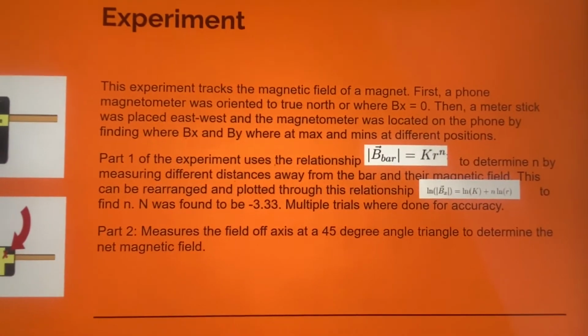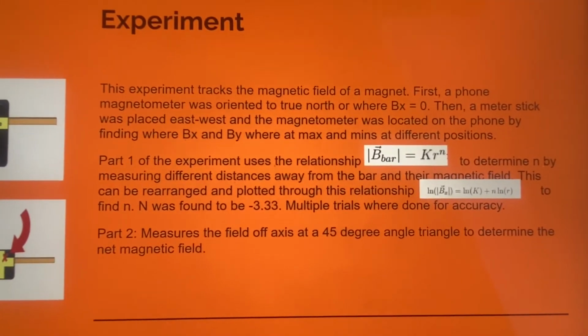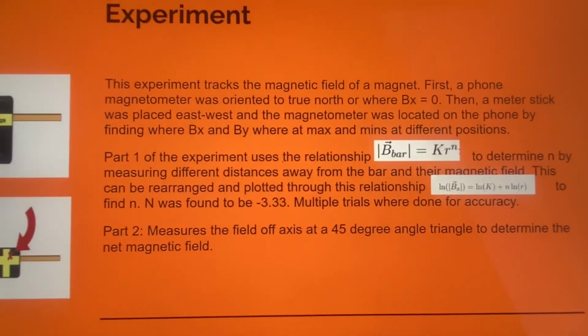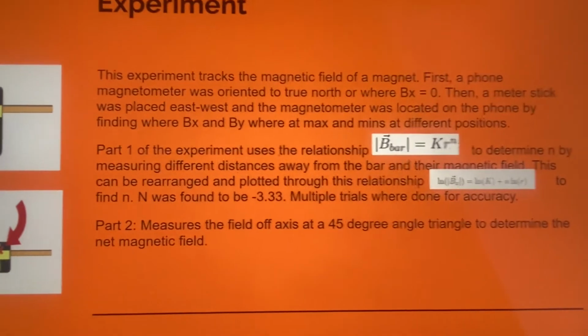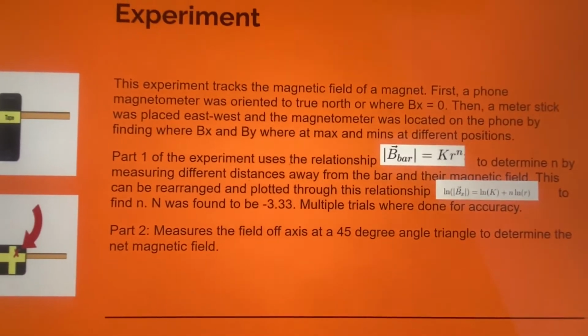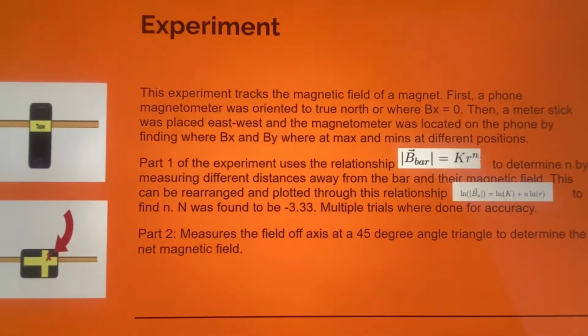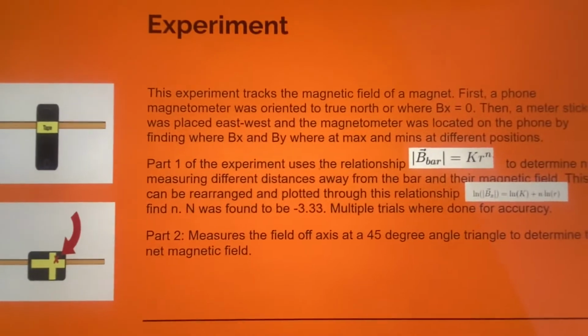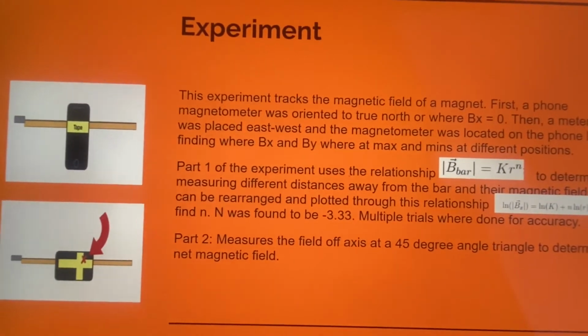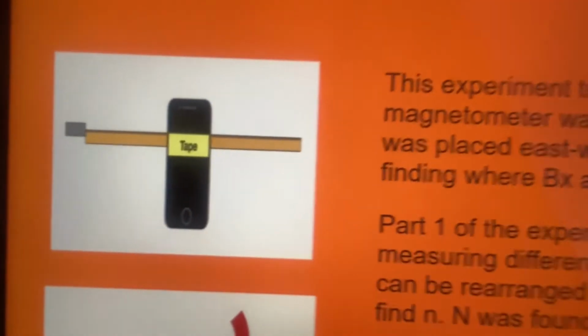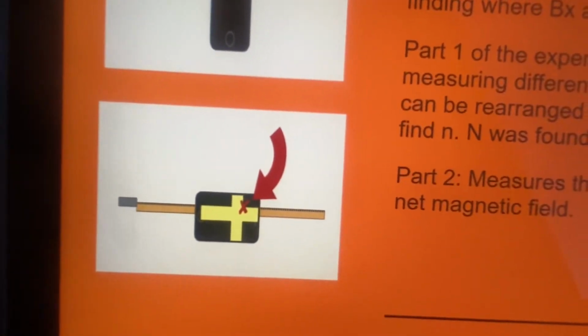firstly orienting the magnetometer at true north by finding out where the magnitude was equal to 0 in the x direction. Then a meter stick was placed east to west, and the magnetometer on the phone was located by finding where Bx and By were maxes and mins at different points relative to a ruler, like seen in these images.